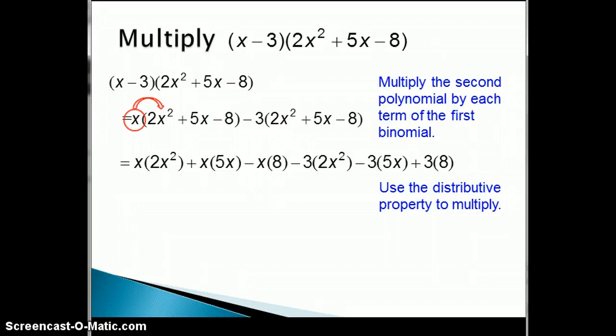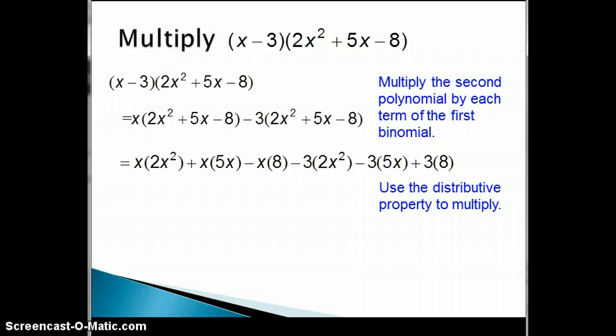So our first term we get from multiplying x times 2x squared. Then we have x times positive 5x, which will give us a positive answer, so we put a plus sign next, and then x times 5x. Then we multiply x times negative 8, that will give us a negative answer, so we put a minus sign next, and then we have x times 8.